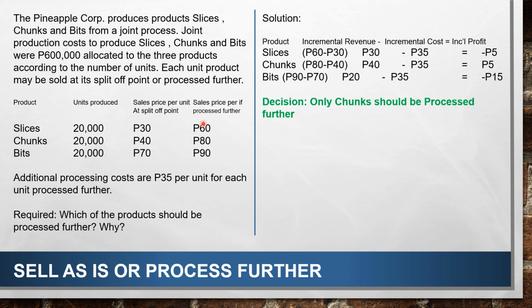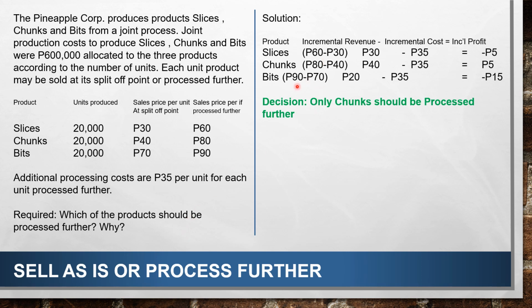We have here the sales price per unit at split-off point: 30 for slices, 40 for chunks, and 70 for bits. We have also the sales price per unit if processed further: for slices 60, chunks 80, and bits 90. Additional processing costs are 35 per unit for each unit processed further. The requirement is, which of the products should be processed further and why. Okay, so this is our solution.